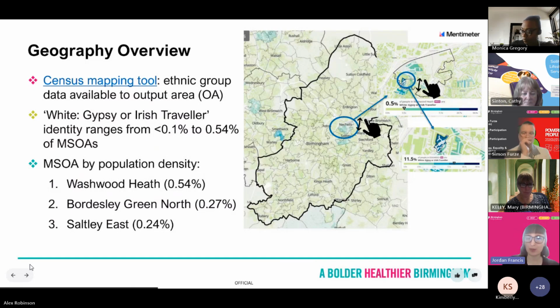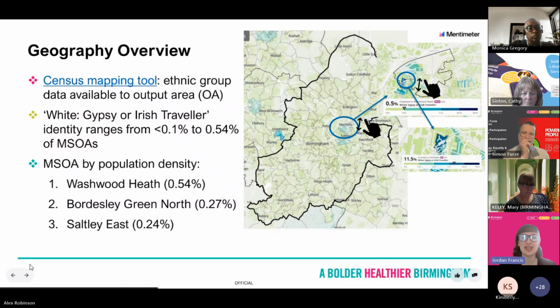So again, that's going to be a completely different understanding of where the population are, how they live and how they engage. For people that don't know about the different acronyms on this page, OA is just output area. This is where we can zoom in to look at areas of about 310 residents. So although in Birmingham the population of white Gypsy or Irish Traveller ranges from less than 0.1% of the population to 0.5%, there's actually one output area where 11.5% identify with this identity. So it's really variable across the city. And an MSOA is a middle super output area, around 2,000 to 6,000 people.